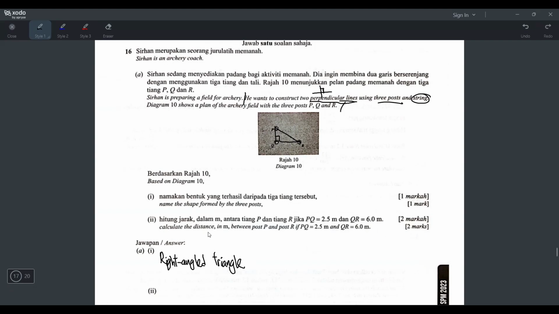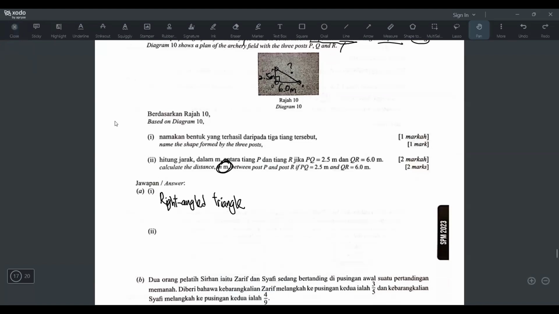Okay, next one, number 2. Calculate the distance in meter between P and R. So this is the distance they want to find. If PQ is 2.5 meter, so this one 2.5 in meters. This one is 6.0 meters. So they want to find PR in meter also. So we don't have any problem with the unit lah. Everything is in meters. So you can use Pythagoras theorem lah.